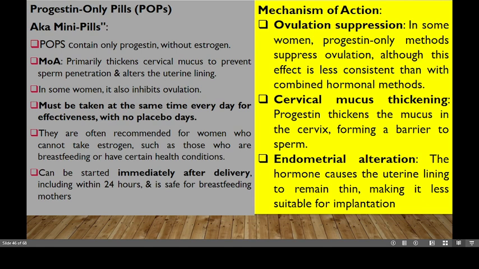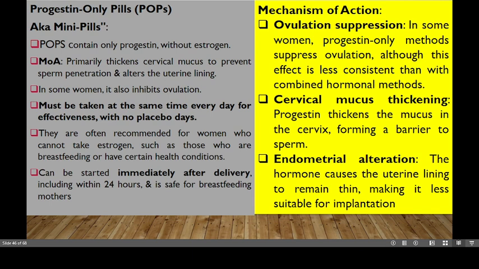They are often recommended for women who cannot take estrogen, such as those who are breastfeeding or have some health conditions. It can be started immediately after delivery, including within 24 hours, and it is safe for breastfeeding mothers. Of course, we have said that generally it works by suppressing ovulation, right? Although this one is less consistent than the combined hormonal methods. Combined hormonal methods are superior in suppressing ovulation as compared to the POPs.